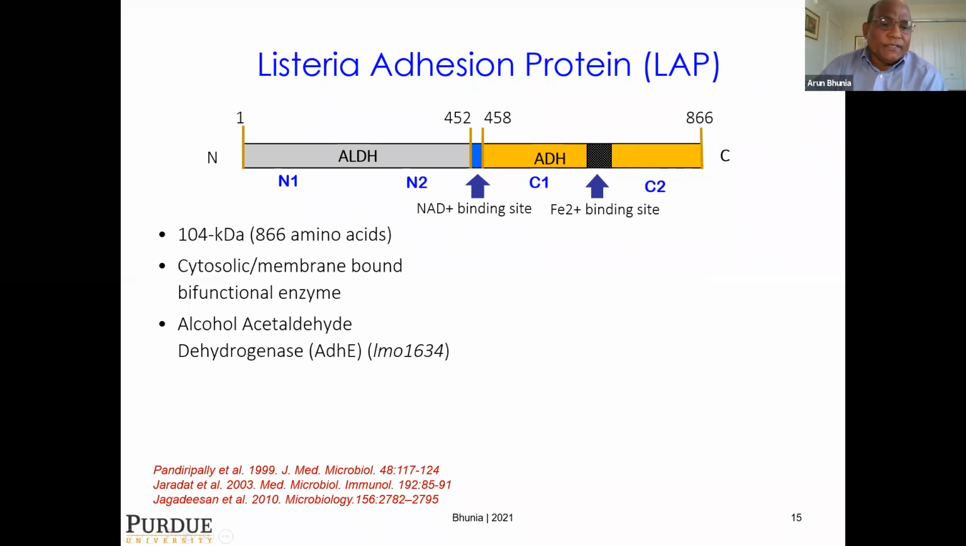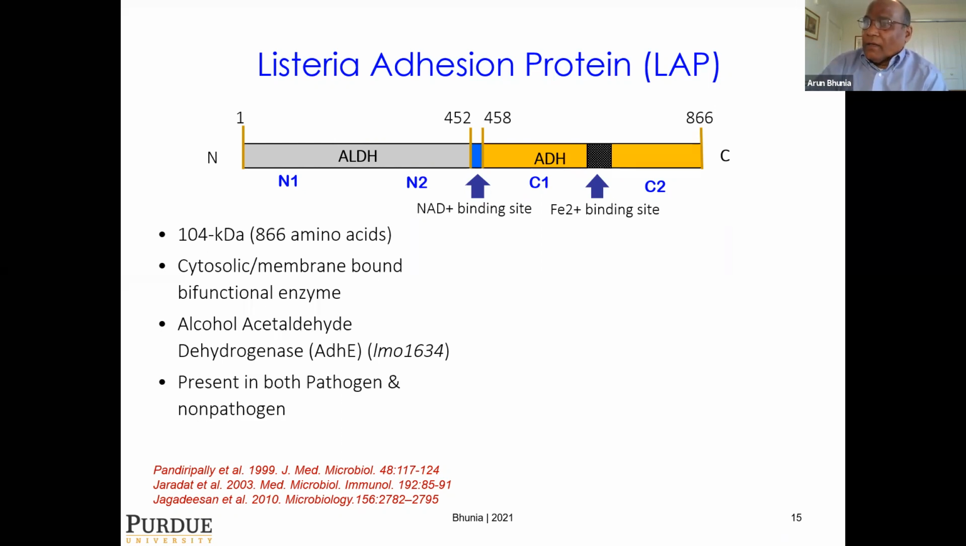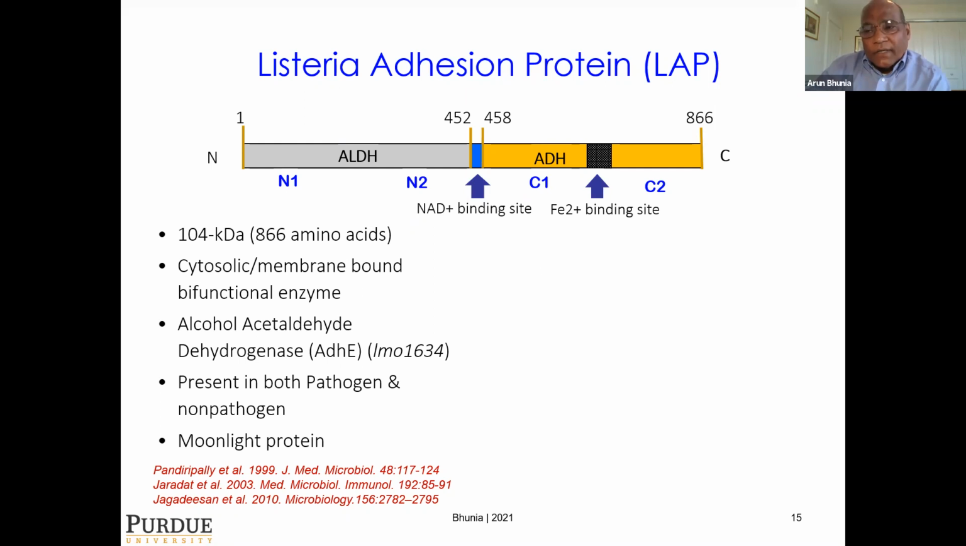And you'll find ADHE in a number of pathogens. It's one of the housekeeping enzymes, and bacteria need this enzyme for harvesting energy, especially under anaerobic conditions. It's present in many pathogens as well as non-pathogens, so we find this protein also present in non-pathogenic Listeria. Based on the function, I think it is under the category of moonlighting proteins. So the pathogen may not need to use it all the time, but depending on the specific function, it may use that for pathogenesis.